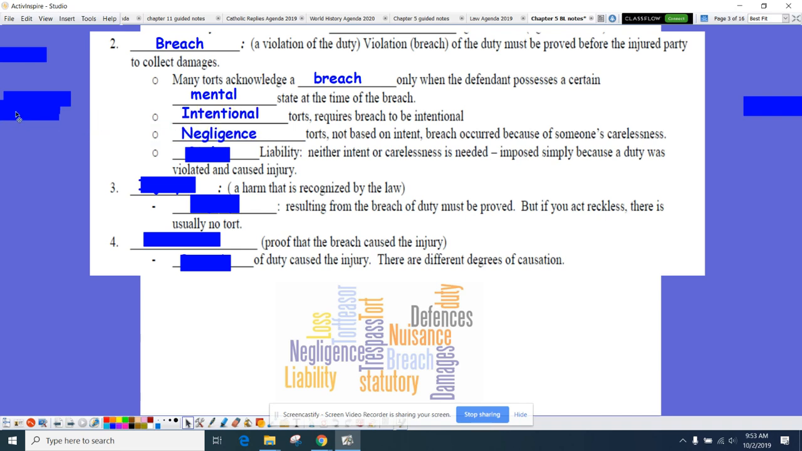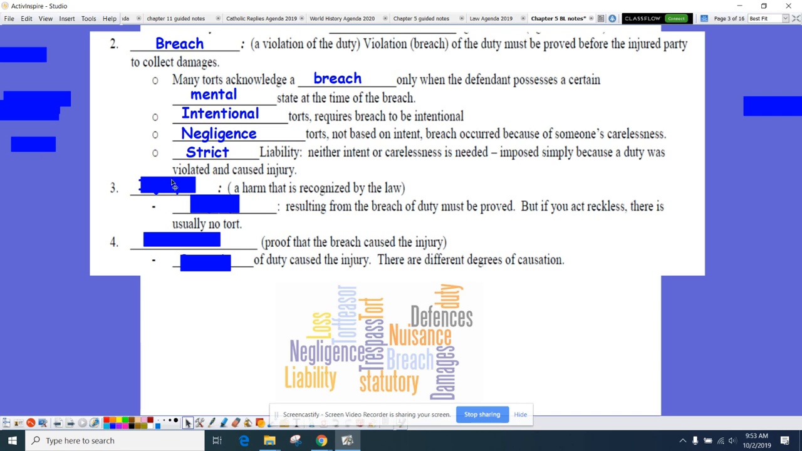You can have negligence, which is not based on intent, but it's caused by carelessness. And there are quite a few of those that happen. If you damage someone's car because you are not paying attention, that could be a negligence kind of claim. And then finally, there's also what we call strict liability. You don't have to have an intent. You don't have to be negligent. This is kind of the catch-all category, but it's imposed simply because a duty was violated or caused some form of injury.